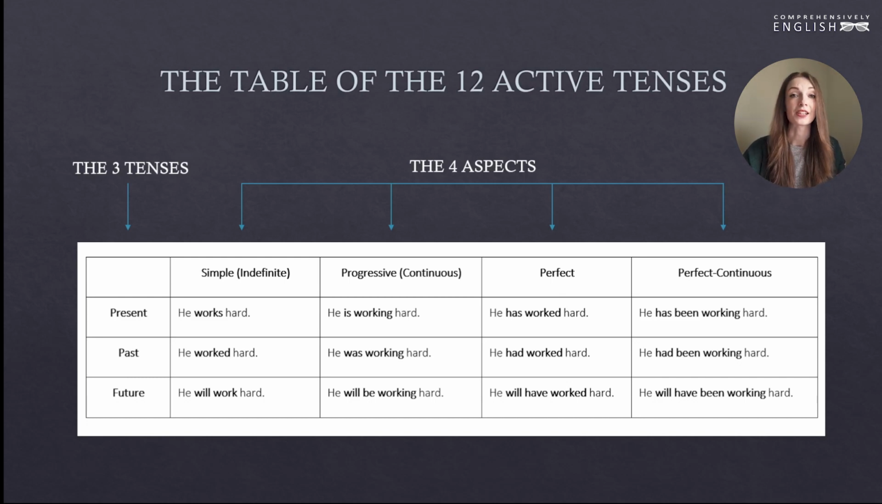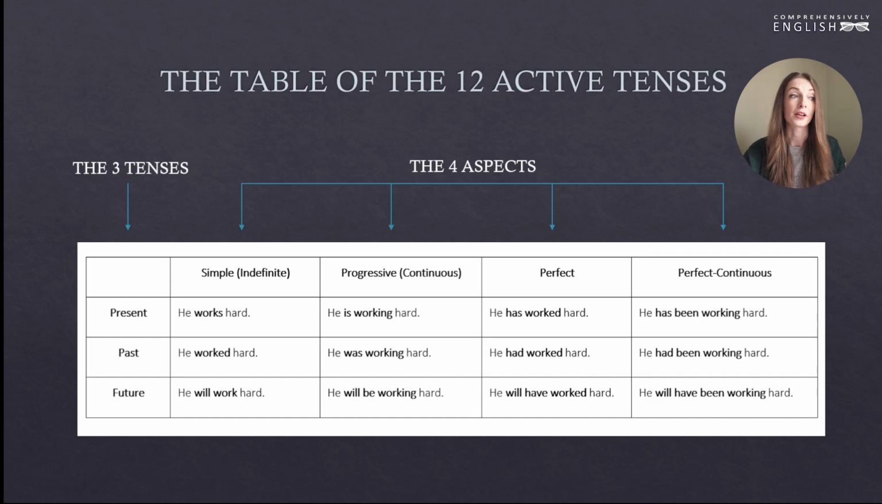As you see, each of the 3 tenses can be expressed in each of the 4 aspects, and thus we have the present simple tense, he works hard. The present continuous or the present progressive tense, he is working hard. The present perfect tense, he has worked hard. And the present perfect continuous or the present perfect progressive tense, he has been working hard. The same is true for the past.